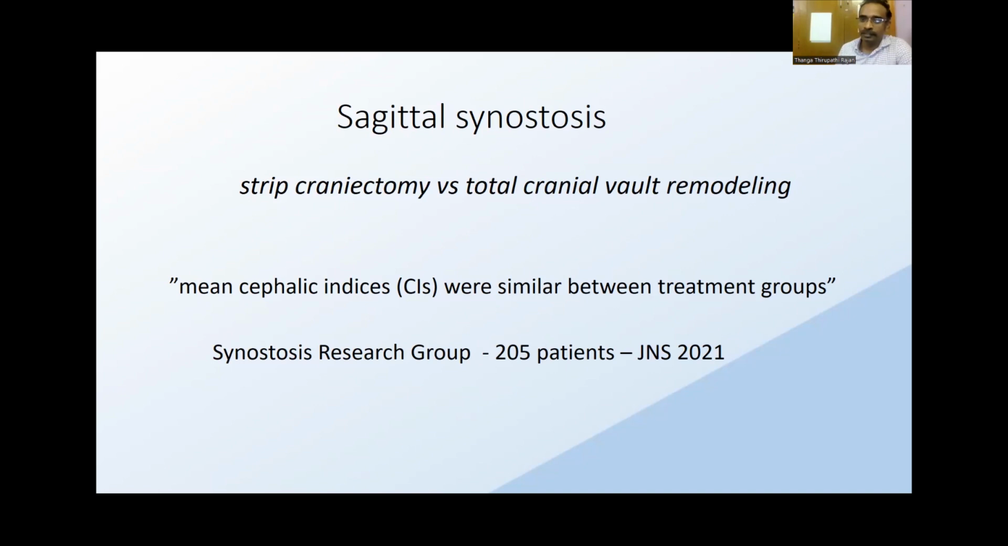It all depends on when you see the patient and the expertise available in the local hospital. So you don't have to do endoscopic just because somebody else is. If your results are good with total cranial vault remodeling, you go ahead and do that, if your complications are less.